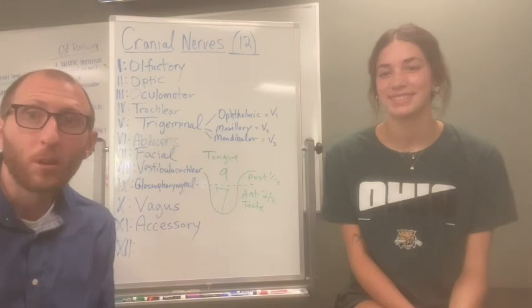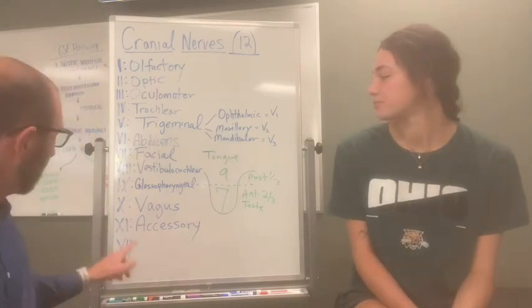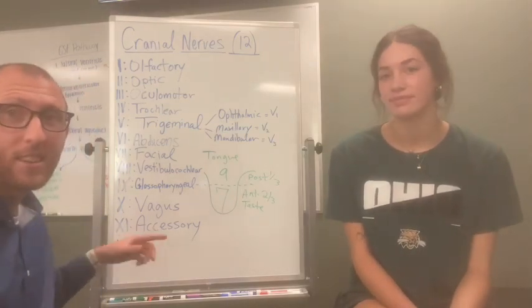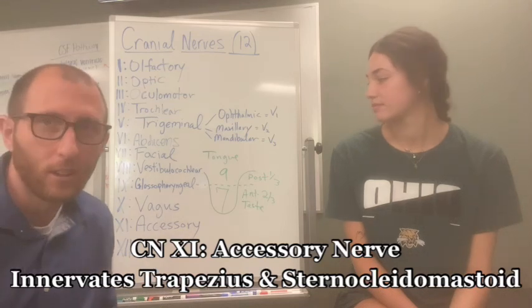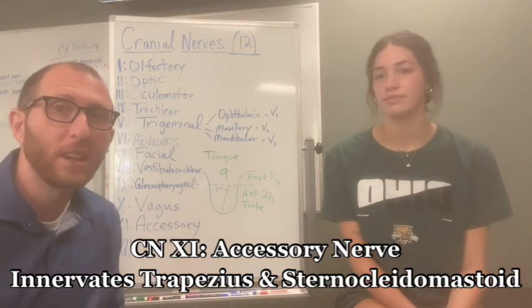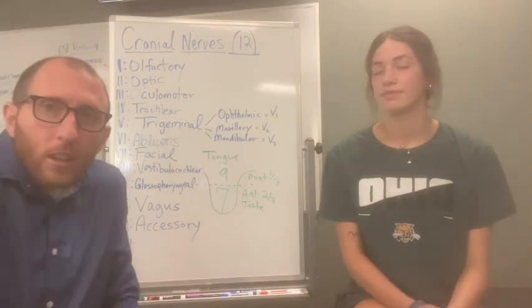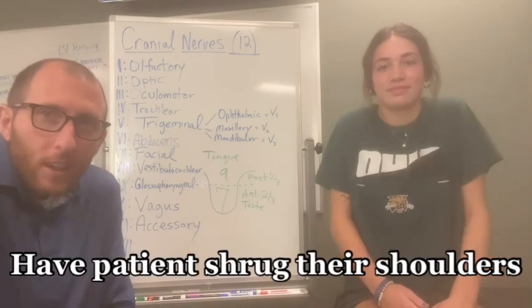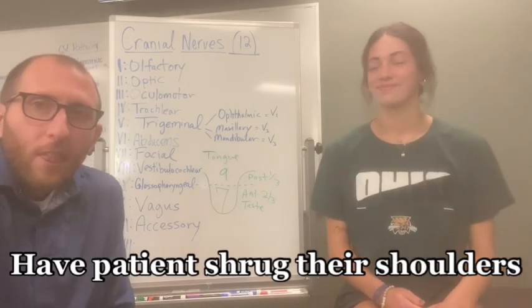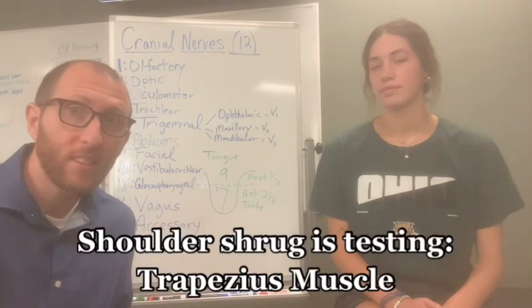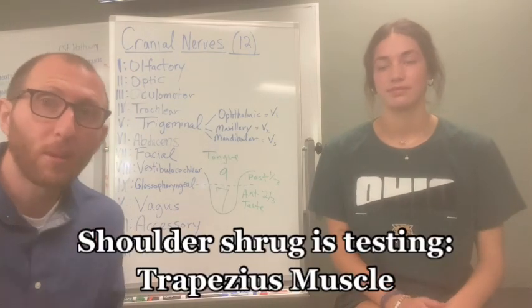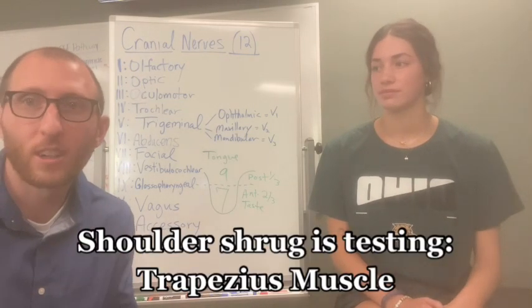All right, number 11 here, XI, is the accessory nerve. Now for this one, I'm gonna have the patient go ahead and shrug your shoulders. Let's go ahead and give a couple shrugs. That is testing the trapezius muscle, one of the two muscles innervated by the accessory nerve.